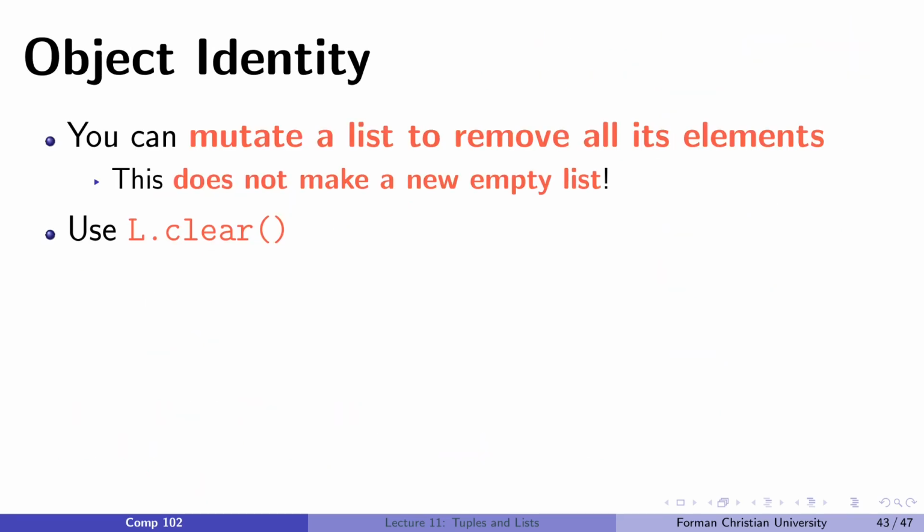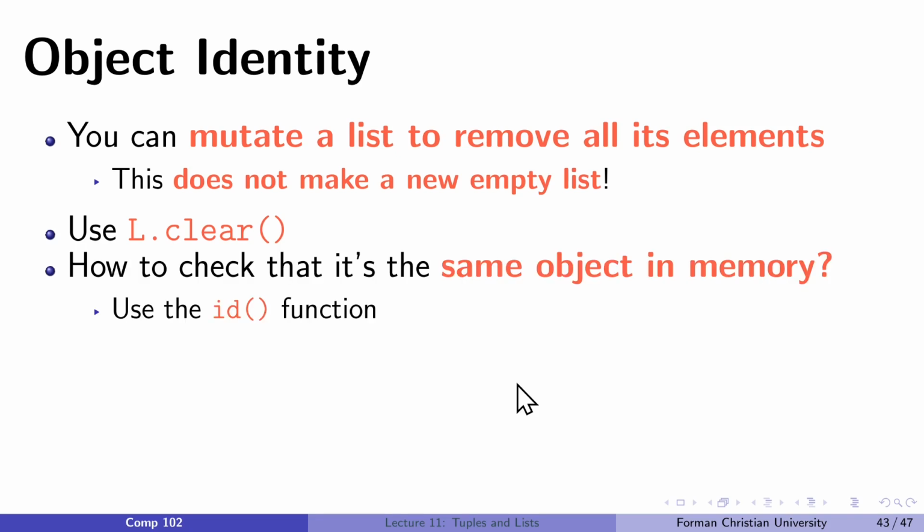So this brings us to a deeper concept, object identity. How do we know if 2 variables point to the same object? You can call L.clear to remove all elements from the list, but that doesn't create a new list. It's the same object. It's just empty. And then you have ID. Python gives us the ID function. It returns a unique identifier for each object in the memory. Same ID means it's exactly the same object.